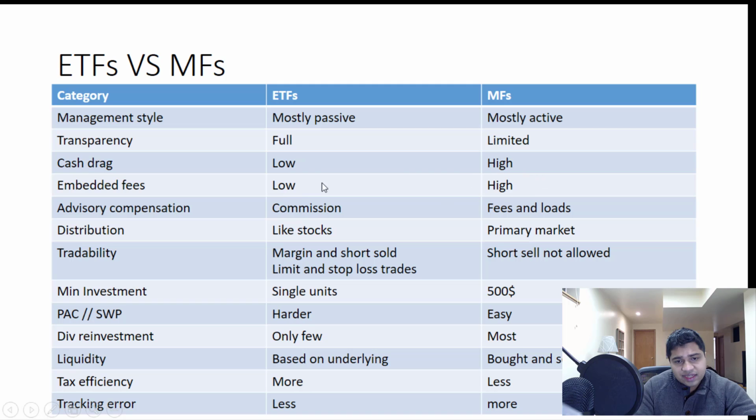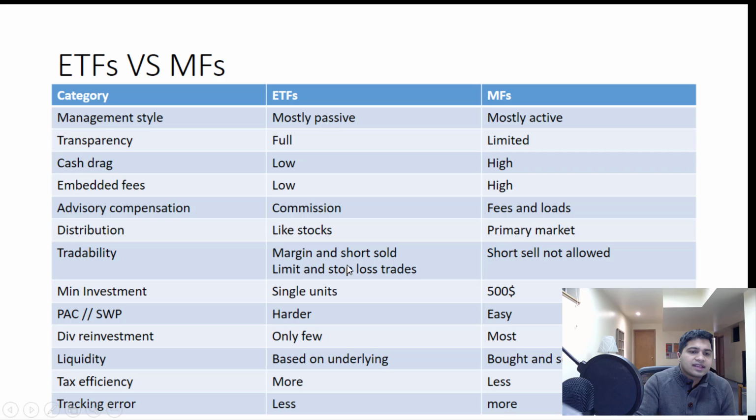Embedded fees are high in mutual funds. Advisory compensation for ETFs is commission when you buy and sell. For mutual funds it is fees and load, and it has a large trailing component. Distribution of ETFs is like stocks, so they are bought and sold on an exchange. Mutual funds are in the primary market, so you directly buy from the source, that is the mutual fund company.